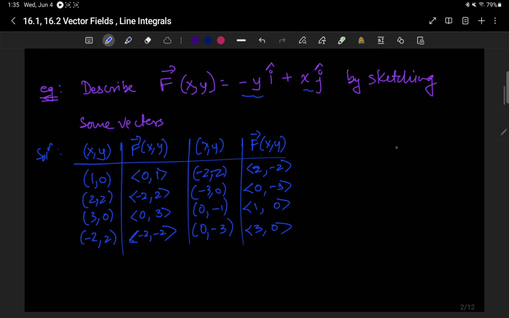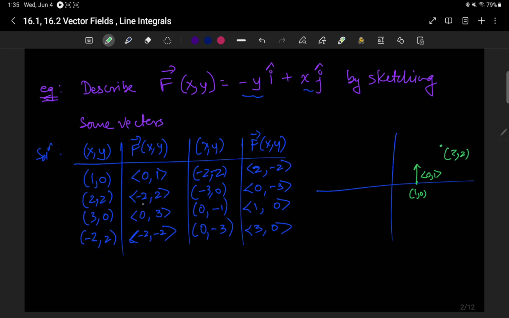And now once you have that information, I can plot this, right? So for example, the first one is 1 0. At 1 0, I now have a vector that's pointing upwards. So the point is 1 0, the vector is 0 1. So it's length 1 and it points up. Similarly at 2 2, I have negative 2 2. So 2 2 would be somewhere here. Here's a point, 2 2.